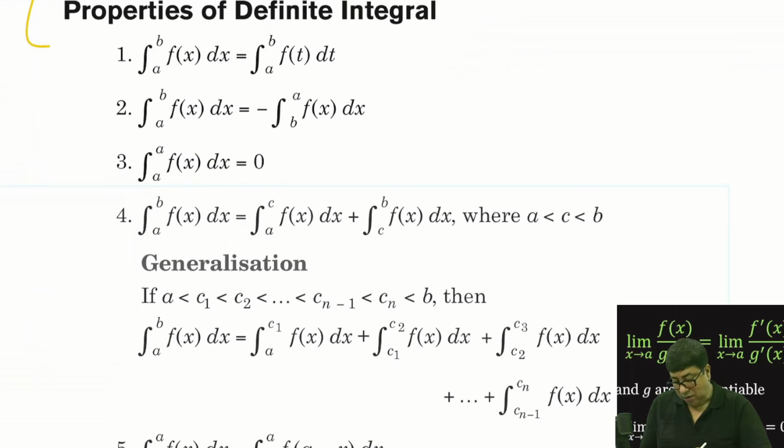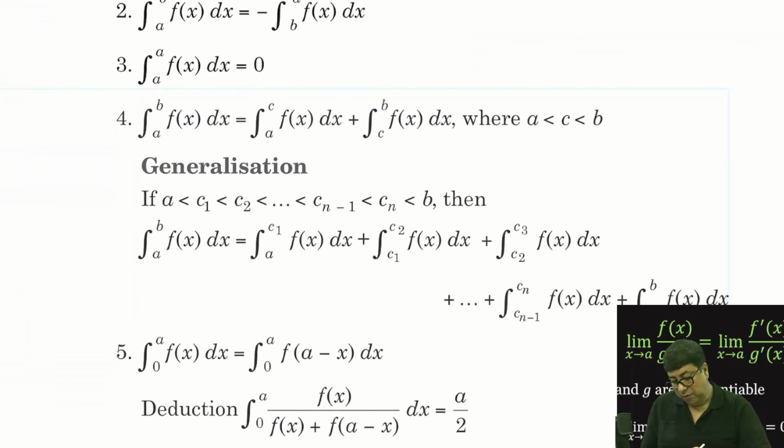And in the case of a to a of fx dx, between a and a it is just a point for a function, so it is 0 because a point has no width. And in the case of a to b, if c lies between a and b, then the integral of fx dx from a to b can be partitioned into the definite integral from a to c plus c to b. For generalization, we can break it into parts like this.